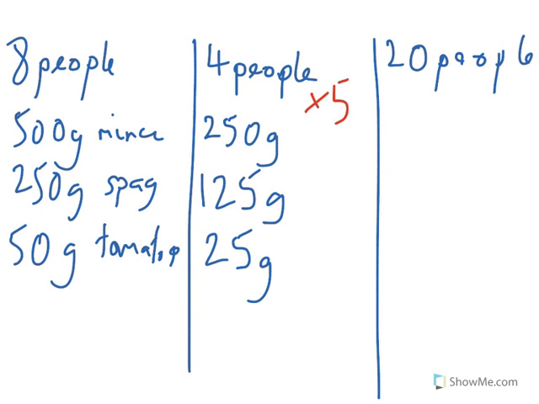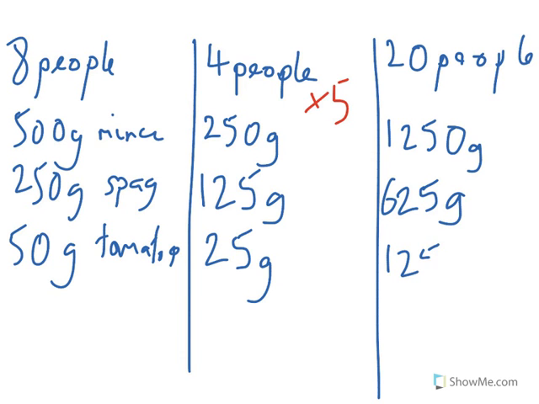So 250 times 5 would be 1,250 grams. And 125 times 5 would be 625. Now you'd be able to do all these in a small sum, so don't worry if you can't do them in your head. And the last one, 25 grams times 5, would be 125 grams. So there are the amounts for 20 people.